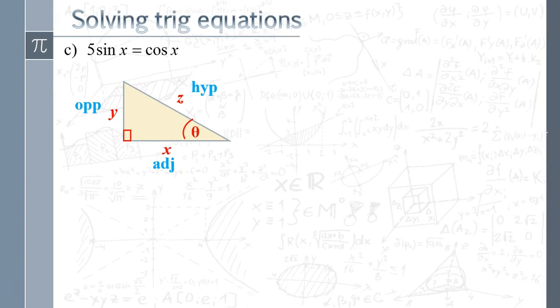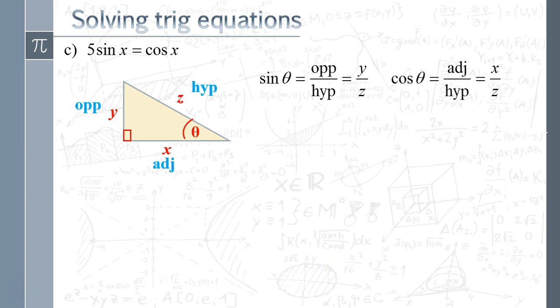So what we've got is our right angle triangle. There's our angle in the corner. And we know for this triangle that sine theta is opposite over hypotenuse. So the opposite side I've called y, the hypotenuse I've called z, so that's y over z. And similarly for cos theta.